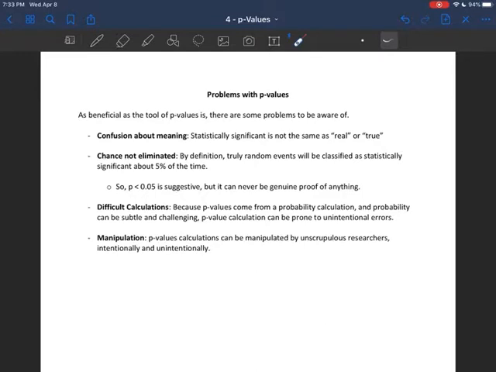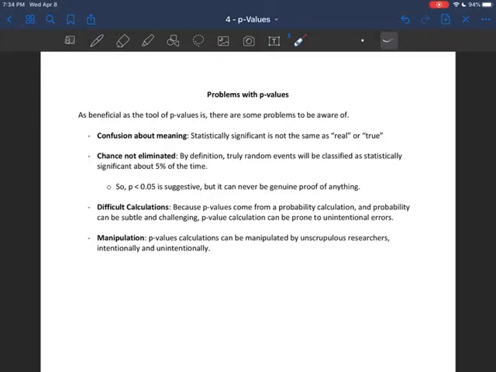So another thing to keep in mind is that chance is not eliminated. You're taking account of chance and the role that it might play in your results, and you're trying to interpret it and make sure that the thing you have observed is not just caused by chance. But truly random events will sometimes be classified as statistically significant. This is basically baked into the definition, right? Since the definition says that something is considered statistically significant if the probability of it happening by chance is less than 5%, that means that 5% of the time, truly random things will match that standard. We'll have a p-value less than 0.05.